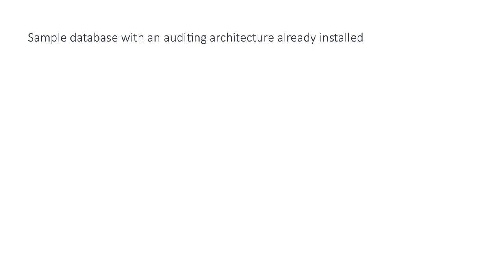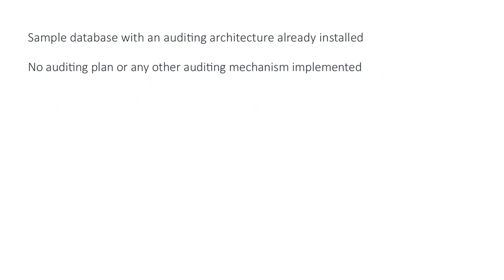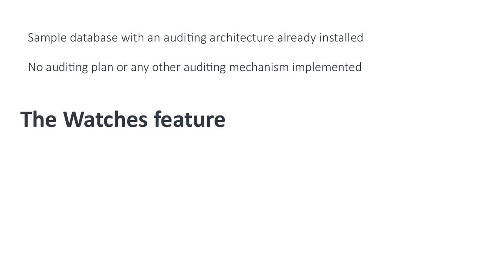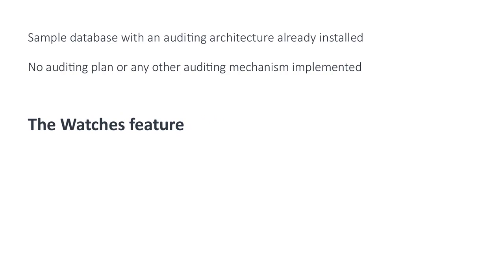For the purpose of this video, we'll start with a sample database and with the default auditing architecture installed in a sample database. An auditing plan is not configured, nor any of the advanced auditing mechanisms. Installing an auditing architecture and setting up an auditing plan is not in the scope of this video, as it is already covered in another video. So, we'll focus on presenting the Watches feature.